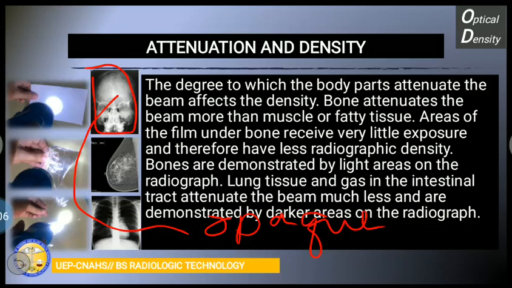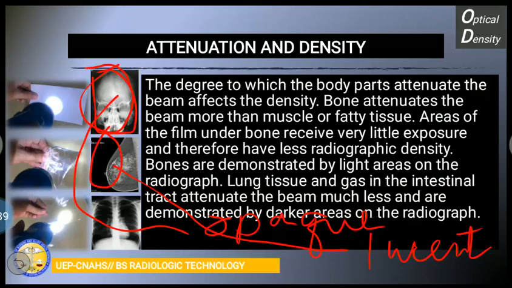O-P-A-Q-U-E. A black portion is termed lucent, L-U-C-E-N-T. If you read chest X-ray results, the radiologist's interpretation may say, 'There is an area of opacity,' which means there are white areas. Or 'Areas of lucencies are noted,' meaning black areas were noted.